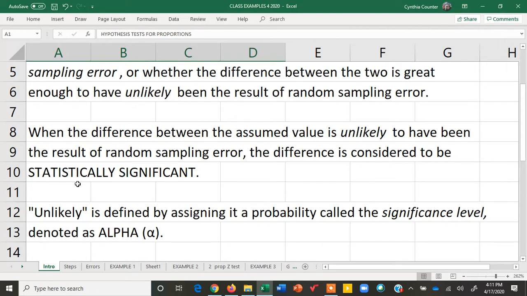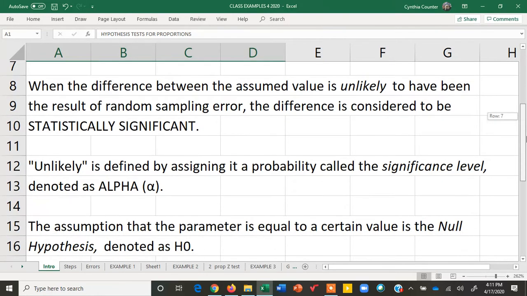When you take data, you will always have slightly different values based on random sampling error. But some deviation from the true value is more likely to occur than others. And when you get a difference that is too large to be considered likely due to random sampling error, that's when the difference is statistically significant. So not every difference is statistically significant, and you often can't tell just by looking at the numbers. You have to do the test.